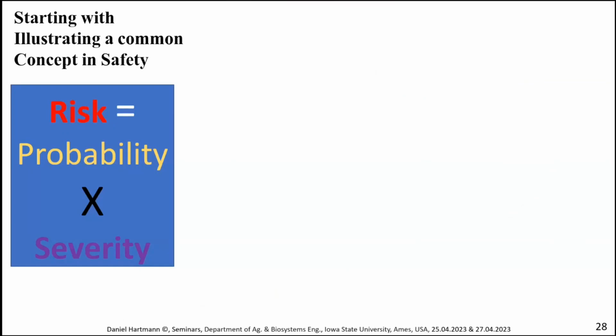So going back to safety and illustrating things, I'm sure everybody knows the meaning of risk, how it's defined in many, many books. I have at least about 30 books about safety. In all of them, risk is defined as the probability multiplied by severity. And we can illustrate it.